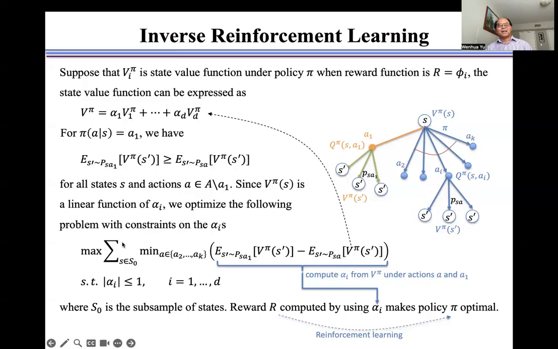Once we find the A that makes this difference minimum, we then make the sum of this difference maximum to find the coefficients alpha. Once we find this alpha, from the definition of the reward function R, we can get the reward R. Once we have this R value, we can use reinforcement learning to find the optimal policy pi.